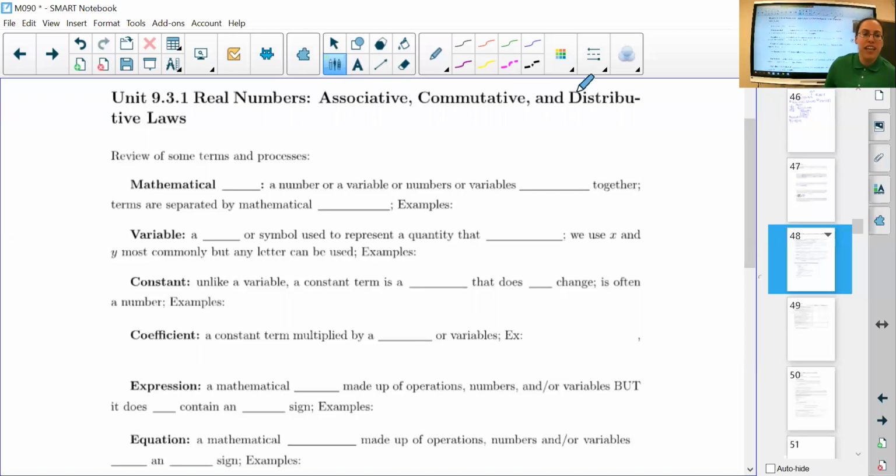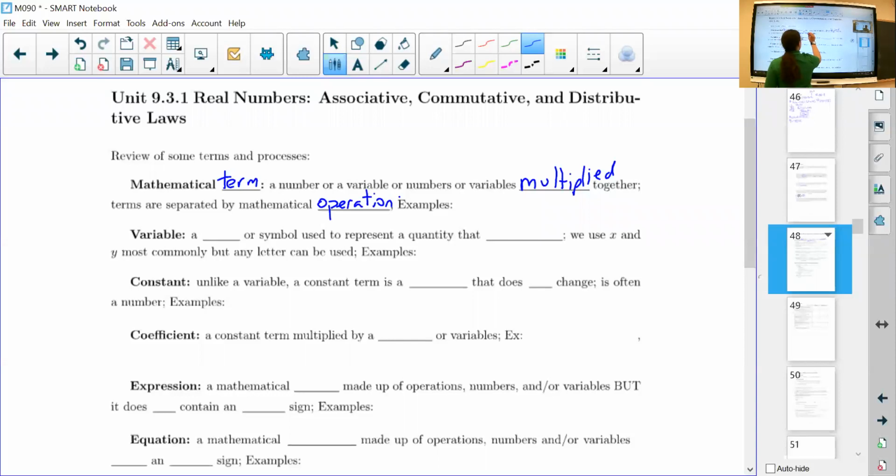All right, page 48, doing the associative, commutative, and distributive laws. Let's get some vocabulary first. A mathematical term is a number or a variable, or numbers and variables multiplied together. Terms are separated by mathematical operations, maybe adding, subtracting.